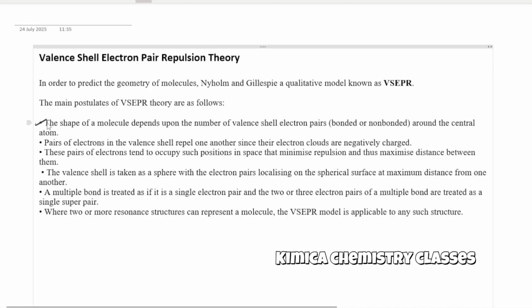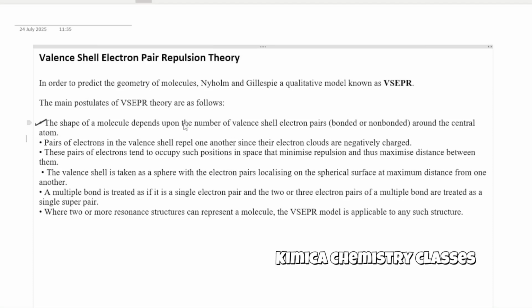First one is the shape of a molecule depends upon the number of valence shell electron pairs around the central atom. That means the 3D shape, or we call geometry, of a molecule is primarily determined by the total number of electron pairs in the valence shell of the central atom. These may be bonded pairs or non-bonded pairs.